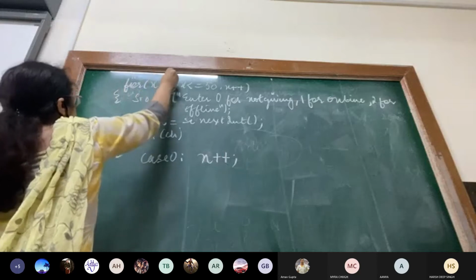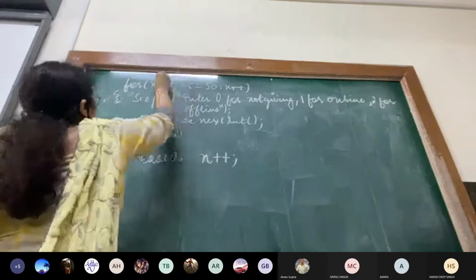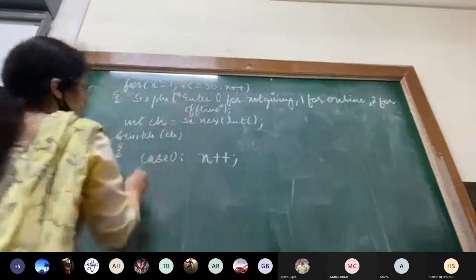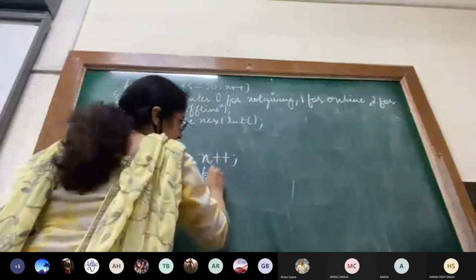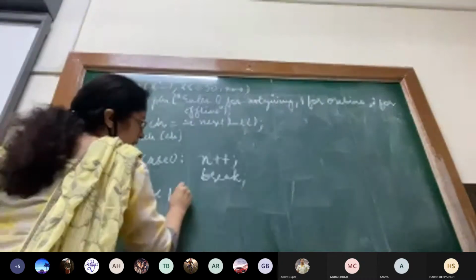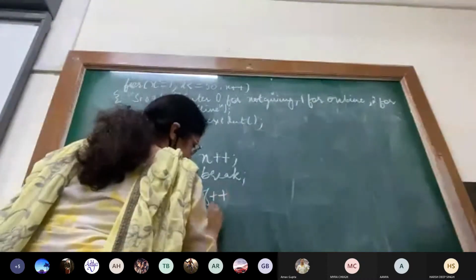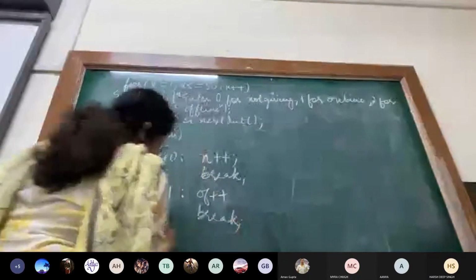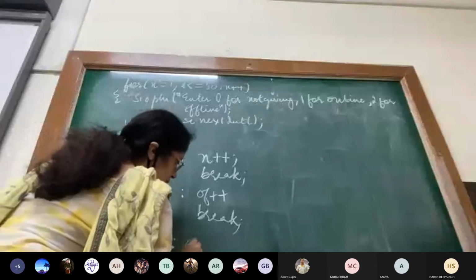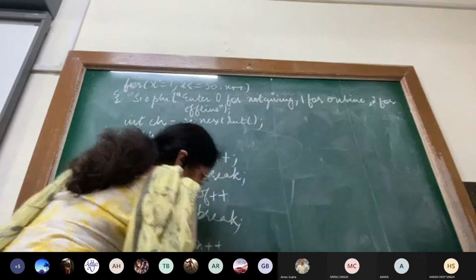Offline O is equal to 0. And ON equal to 0. So this is for N++ break. Case 1, OF++ offline break, and case 2, on++ break. Children, did you notice over here?